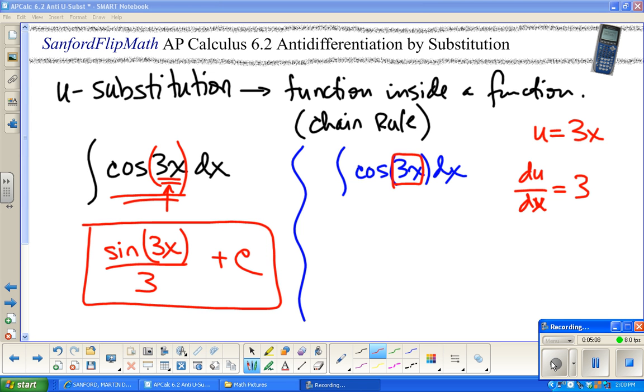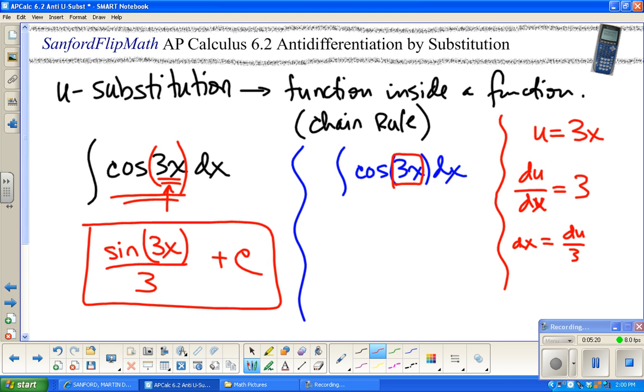Now, I'm going to play around with this a little bit and solve it for dx. So if I multiply by dx and divide by 3, I have du over 3. Okay, so this is all side thoughts, and then I'm going to rewrite this function, the antiderivative of cosine, and instead of writing 3x, I'm going to write u. Instead of writing dx, I'm going to write du over 3.